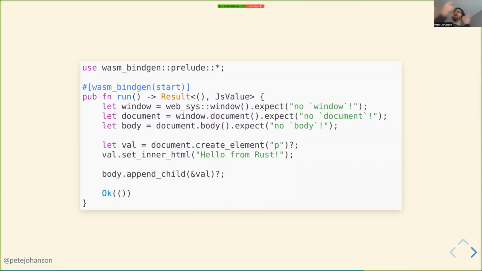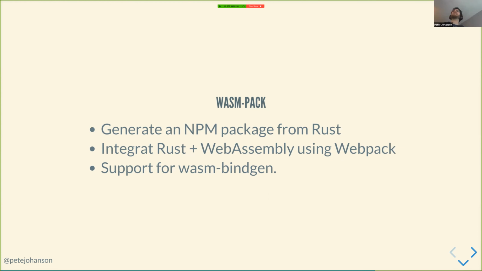So once you have that piece, which does low-level generation, you also want to make it really easy to actually do all of this. So Webpack is a tool that lets you easily generate an NPM package if you just do a package. It also has very nice integration for integrating Rust and WebAssembly into your standard Webpack pipeline.